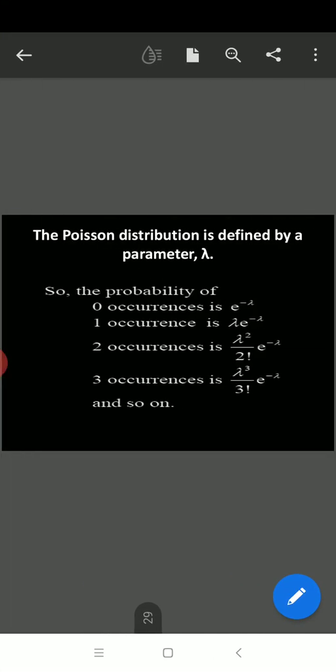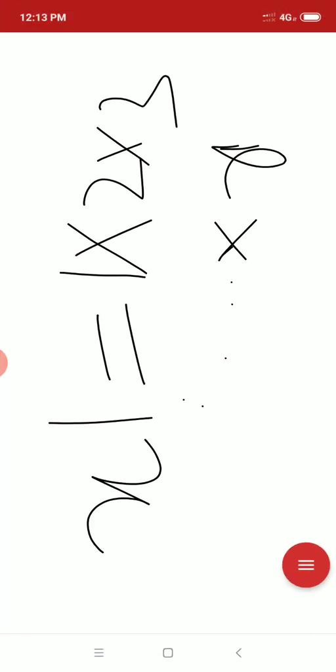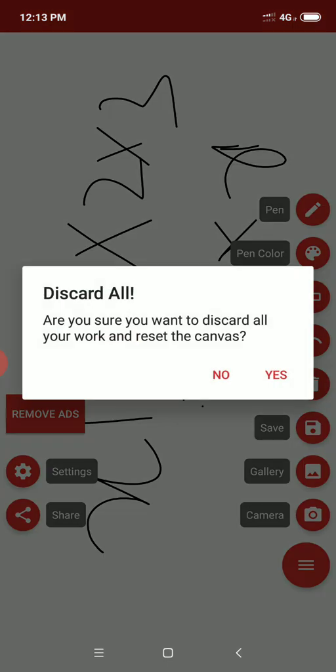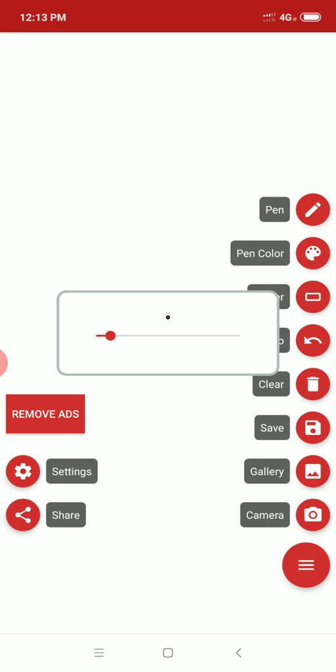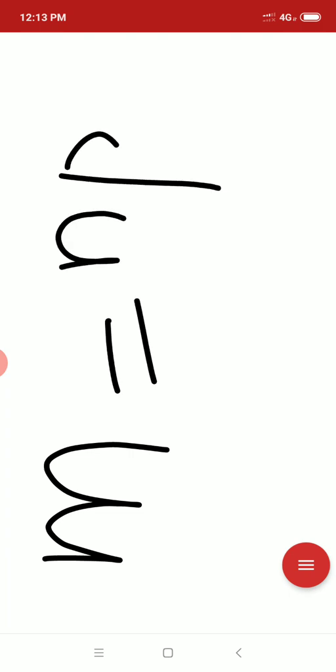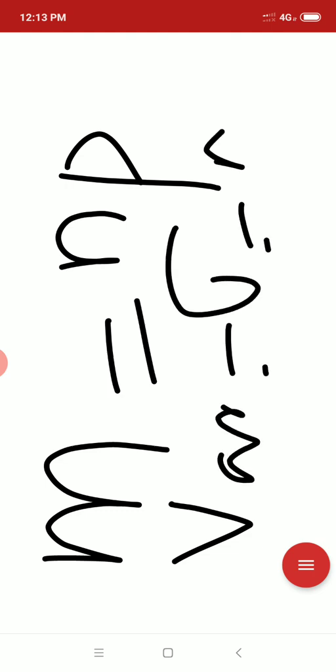Then coming to the mean and variance of the Poisson distribution. The mean is equal to np, and the variance, that is sigma squared, is also np. Both the mean and the variance are the same here.